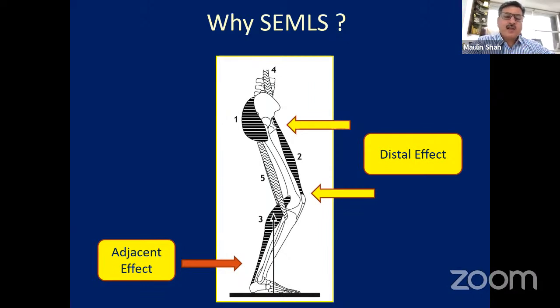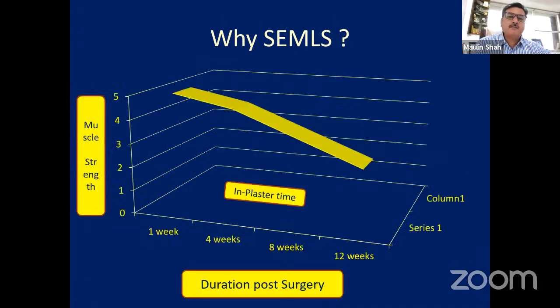So if you just address the adjacent muscle, in the longer run, distal effects would also set in. And so the outcome of your surgery would be suboptimal if you address only one joint. That's why we have to treat all the elements in one go, so that we can provide a good lever arm and the rehab can be robust.